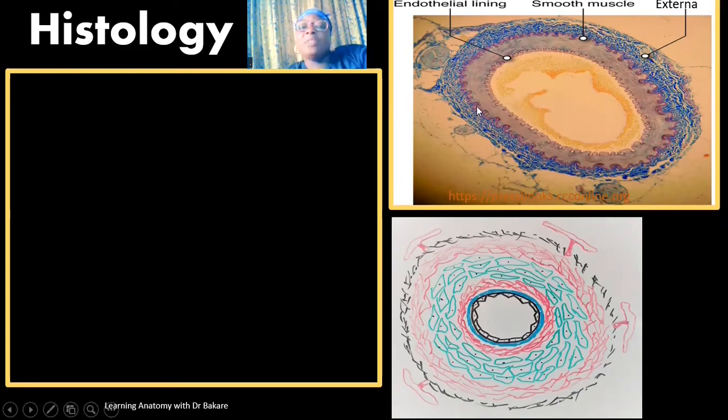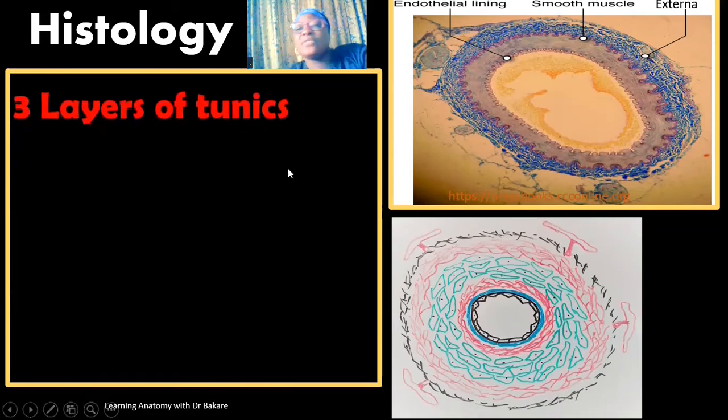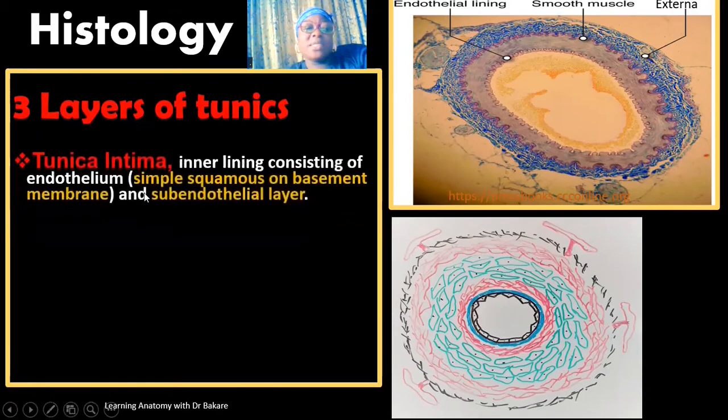The wall of the blood vessels is subdivided into tunics, which are histological layers that the blood vessels present. So we have 3 layers of tunics, and this includes the tunica intima. From the name tunica intima, it means it is the innermost layer and it is the inner lining of the blood vessel. And this is what is presented in this image up here. You can see the region that is captured in black. It is the innermost region of the wall of the blood vessel.